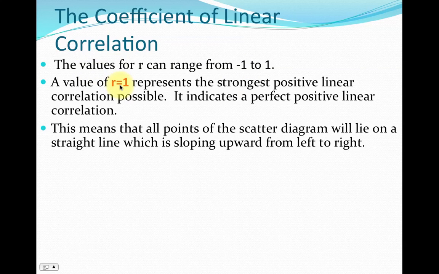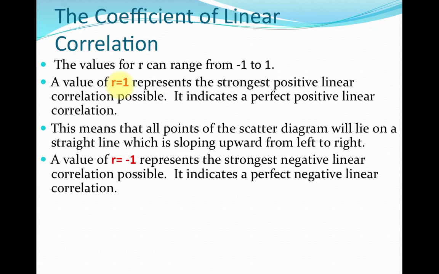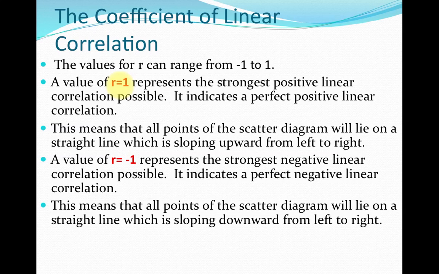Okay, so all the points of the scatter diagram will lie on a straight line which is sloping upward from left to right. A value of R equals -1 represents the strongest negative linear correlation possible and indicates a perfect negative linear correlation. So it means our points are sloping downward from left to right in a perfectly straight line. So that would give us an R of -1. So all the points of the scatter diagram will lie on a straight line which is sloping downward from left to right.